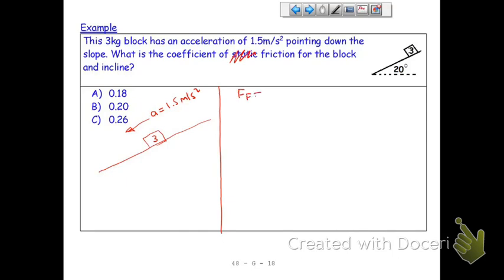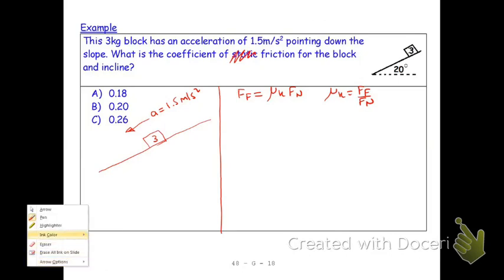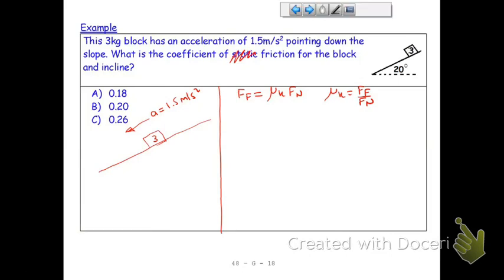F is equal to mu k times Fn. Mu k is equal to Ff over Fn. Find Ff using... I've got to go back to my diagram. It's not complete. I have 30. I have normal force.